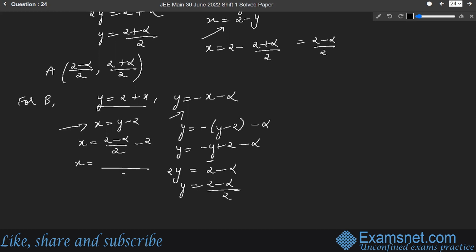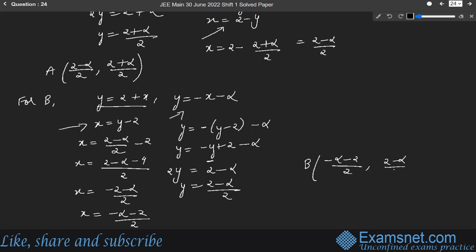Now after taking LCM, LCM is 2. We have 2 minus alpha minus 4. So x will be equal to (minus 2 minus alpha) divided by 2, right? Or we can write x is equal to (minus alpha minus 2) divided by 2. All right. Again, we have the values for the x coordinate and y coordinate for point B. What is the x coordinate? It is (minus alpha minus 2) divided by 2. What is the y coordinate? (2 minus alpha) upon 2.